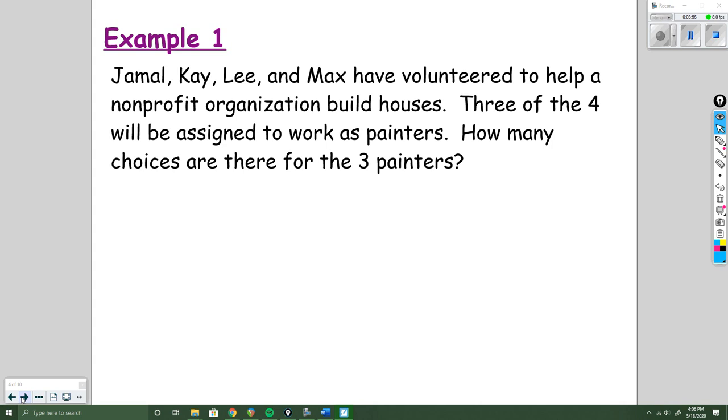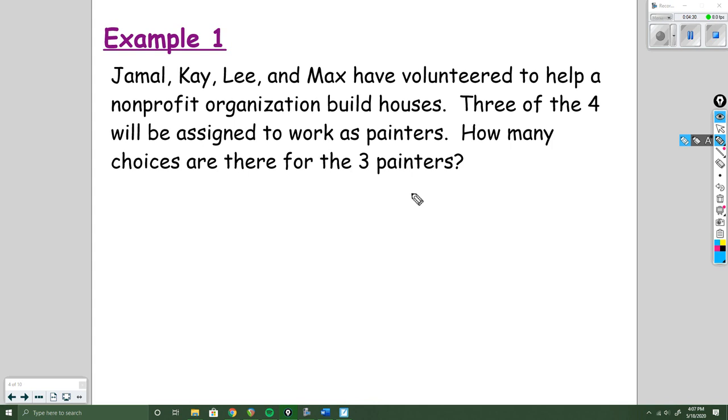All right, let's say Jamal, Kay, Lee, and Max have volunteered to help a nonprofit organization build houses. 3 of the 4 will be assigned to work as painters, and we want to figure out how many choices there are for 3 painters. Okay, in this case, we've got to decide whether the order matters or not. We have to figure out, does it matter the order in which these people are chosen to be painters, or does it just matter that those people are chosen to be painters?